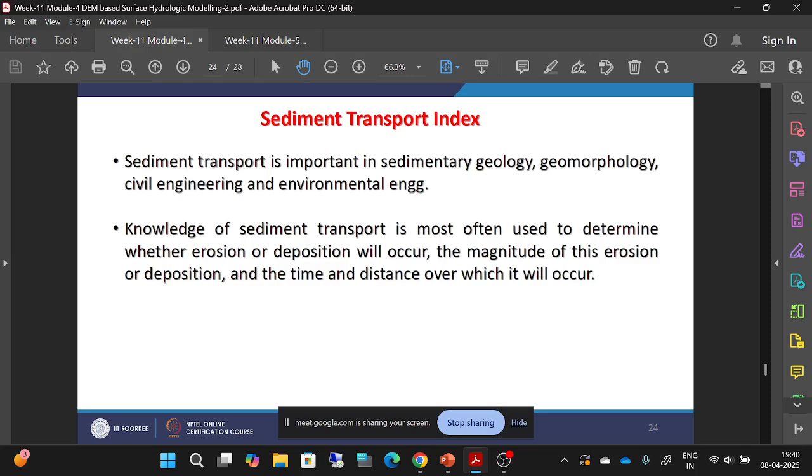It is important while you study sedimentary geology, geomorphology, civil engineering, and environmental engineering fields. Understanding sediment transport is most often used to determine whether erosion or deposition will happen, how much erosion or deposition can happen, and the time and distance over which it will occur. Because if it's a very higher index, then that means it's going to happen in a very short duration, and so such things need to be understood.